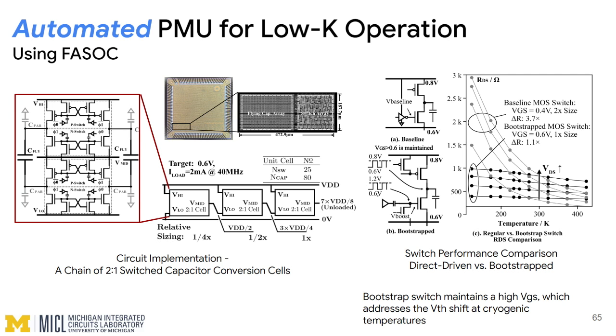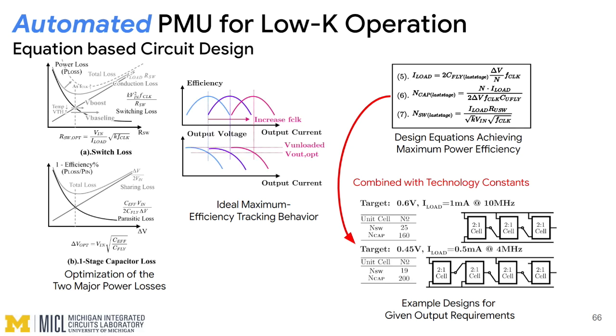So we designed this DC-DC converter, and for the auxiliary cell, we were able to use the bootstrap switch. The bootstrap switch allows you to have a higher VGS, which makes it very tolerant to temperature changes. If you look at the conventional switch here, the RDS goes up as we go down in temperature. But since we have a higher VGS across the bootstrap switches, we're keeping a very constant RDS. That's very useful for the DC-DC converter because you keep your efficiency high.